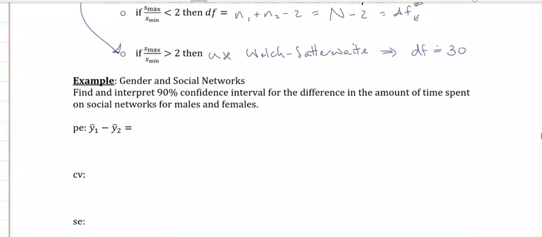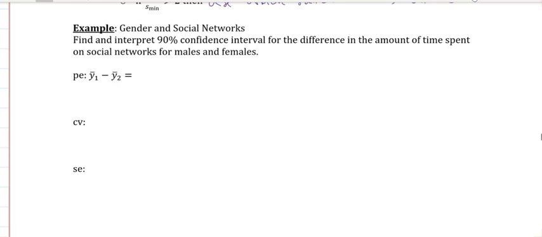So we're going to find and interpret a 90% confidence interval for the difference in the amount of time spent on social networks for male and female students. So in this case, our point estimate was y1 bar minus y2 bar. And so y1 bar, that was the sample average time for males, and that was 11.917. And for females, y2 bar was 15.619. This sample difference, the numerator of our test statistic before, is negative 3.702. And this is in hours.